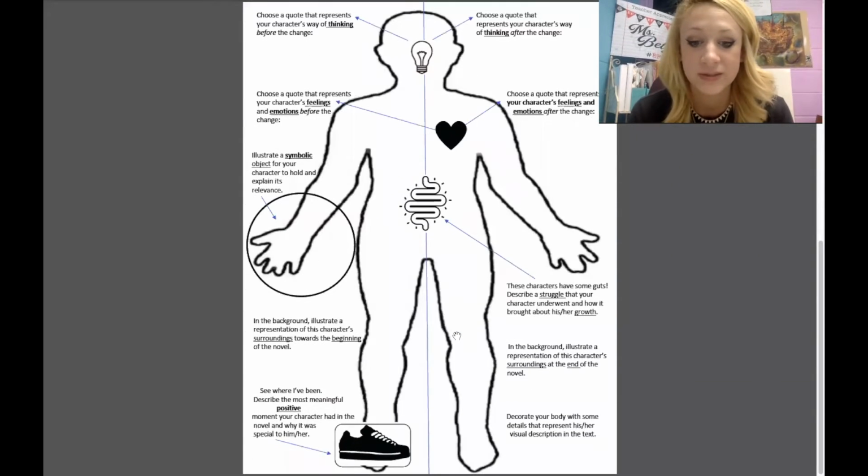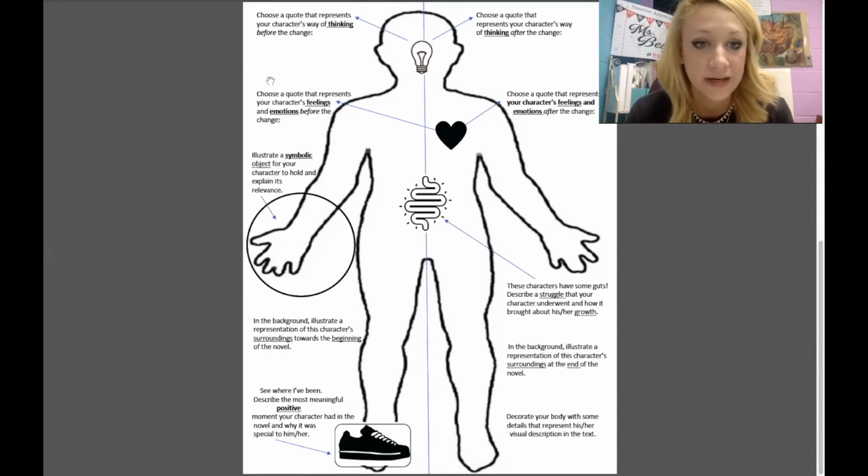On page 2 is where you're going to create your piece of analytical art. So this is called a body biography. It's a character body, and you're going to be decorating it with symbolism and colors and quotations and all kinds of things that represent this character's growth. So you'll notice that down the center of the character, there's a line. On the left-hand side, you're going to be decorating your character with content that shows him or her before the change. And then on the right-hand side of the character's body, you're going to be changing the art and showcasing how he or she was at the end of the novel and how the change affected him or her.